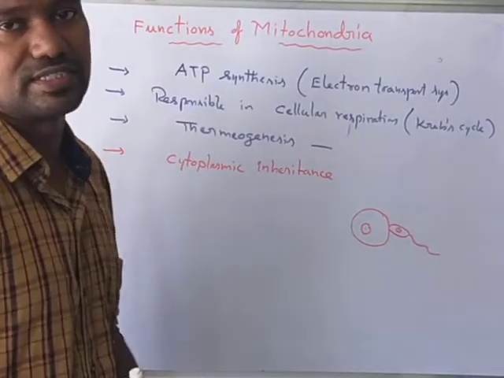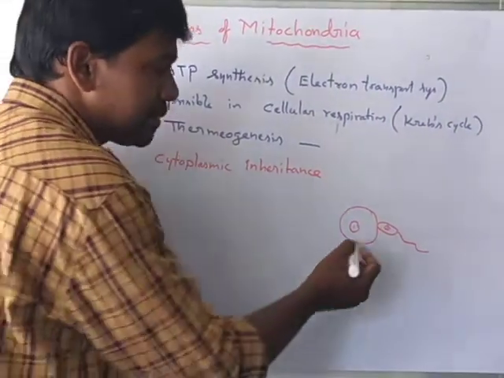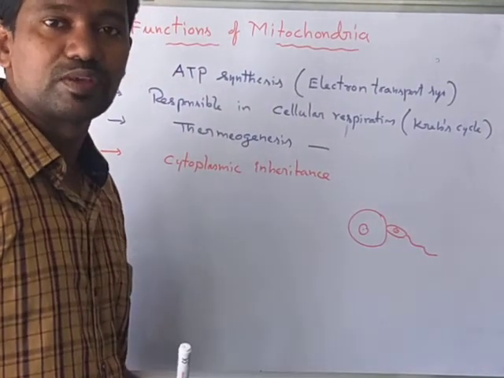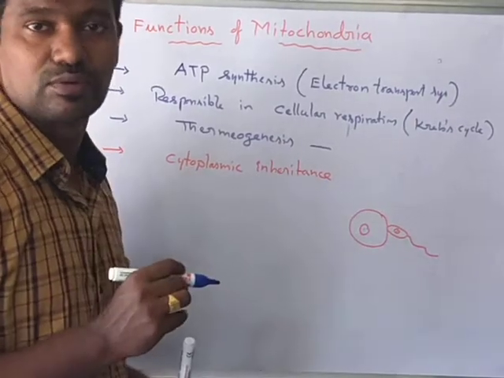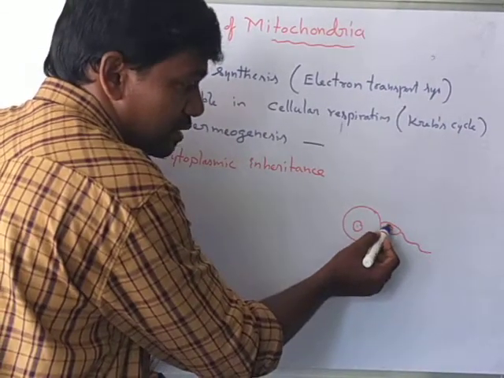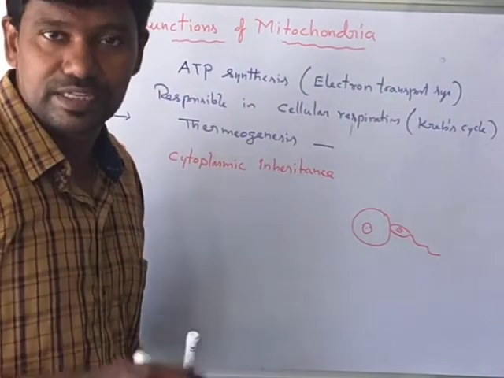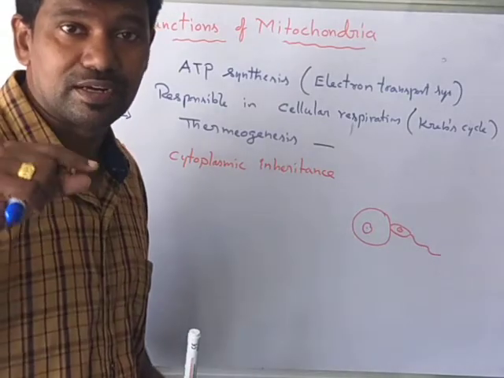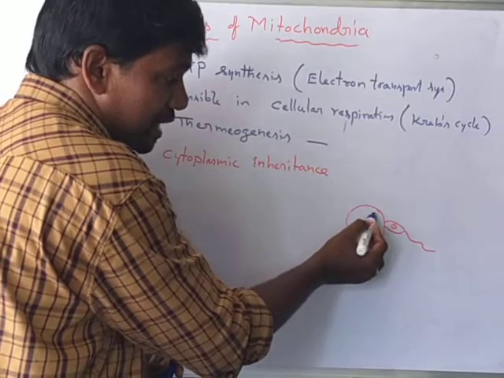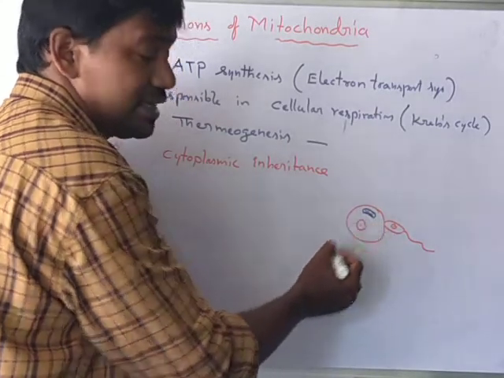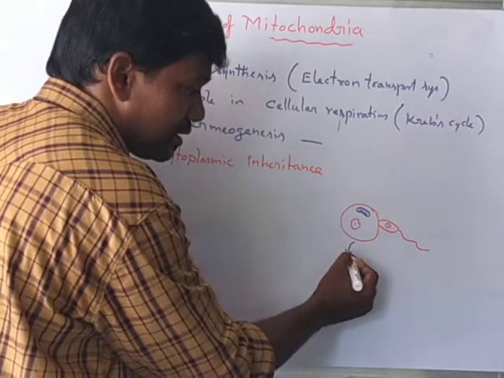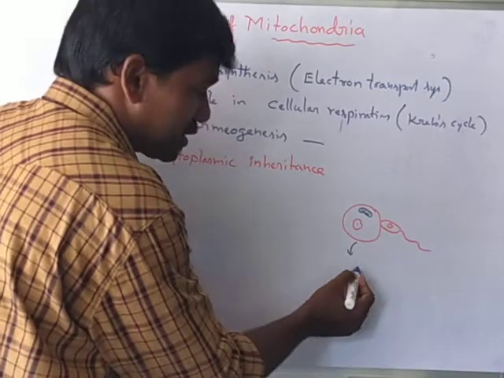At the time of fertilization, what generally happens? Generally the head only fuses with the nucleus of the ovum. Okay, right. But the head does not contain mitochondria, because the mitochondria are present only in the middle part of the sperm. So the head does not contain them. But the ovum contains mitochondria.